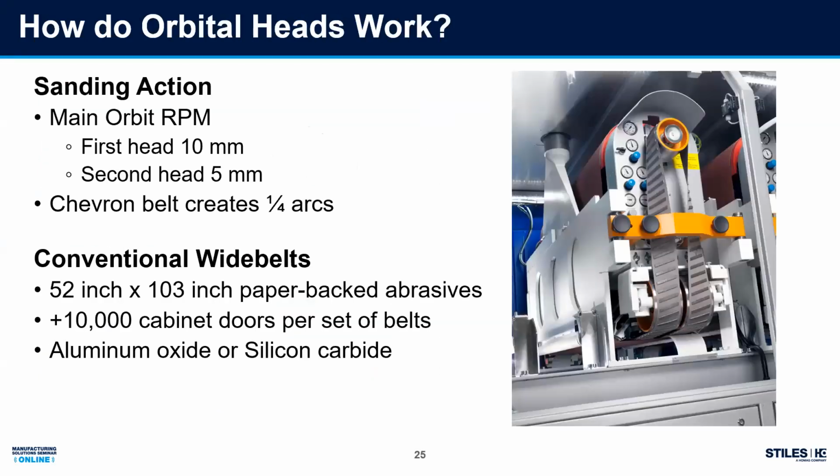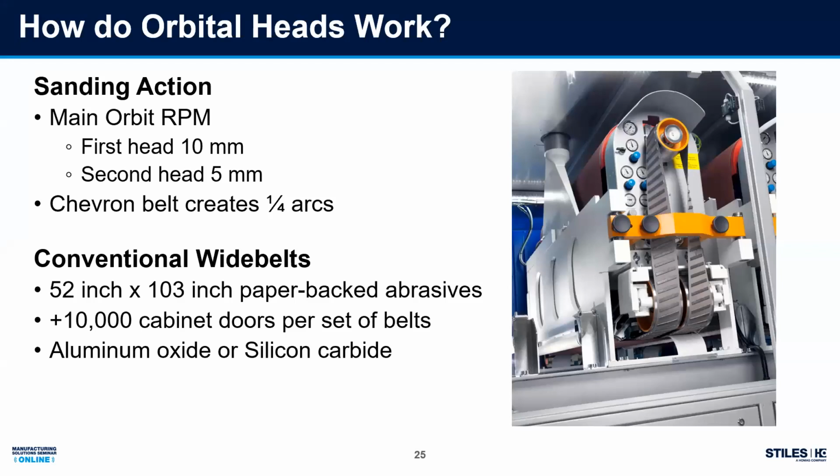So let's talk about the orbital heads. Our first orbital head's on a 10 millimeter orbit. Again, it's doing the bulk of the cross-grain scratch removal. Our second head's on a 5 millimeter orbit. And then you see the chevron belts in the diagram. The purpose of the chevron belt is to break up those orbital motions into quarter arcs. What this does for you is give you a totally random scratch. It almost looks like a very matted finish. So it will accept that stain evenly and remove all those cross-grain scratches.